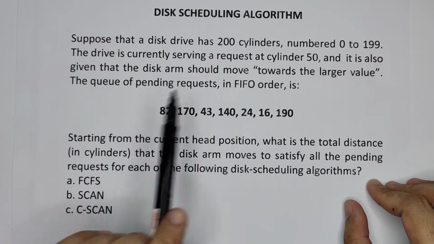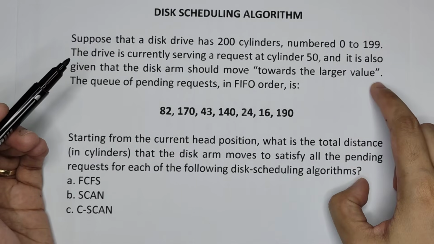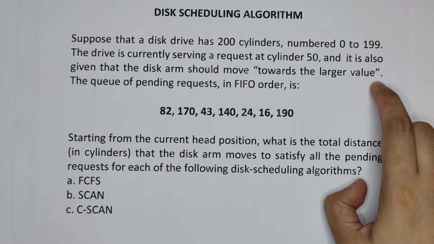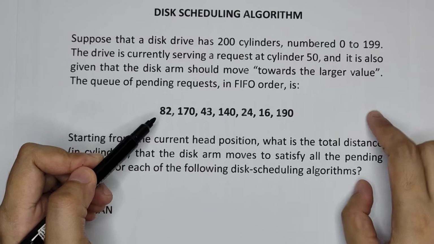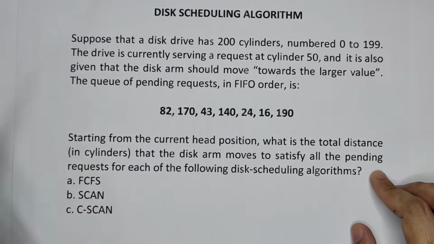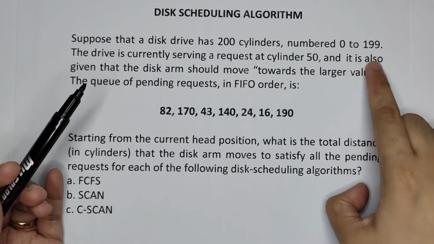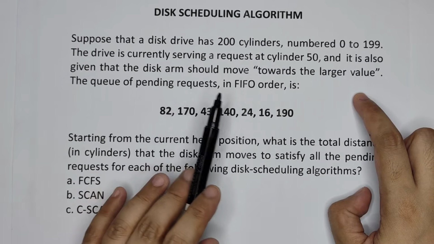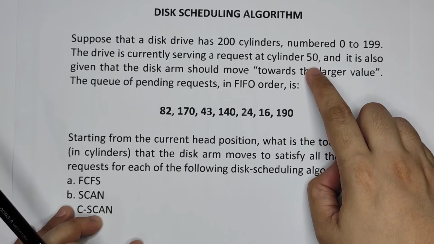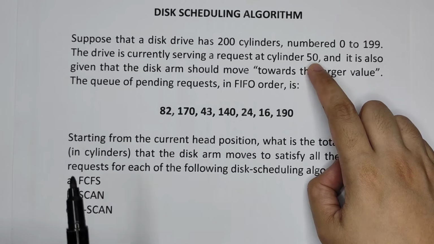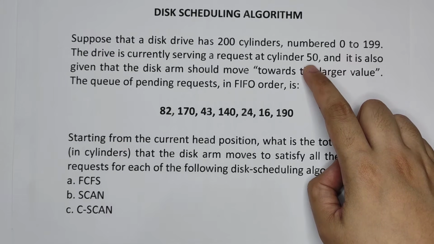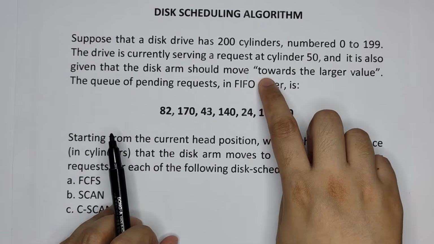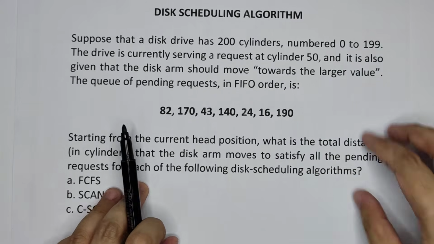Actually, in first come first serve this is not applicable, because it will only follow the sequence or the order of the cylinders to be serviced. So for scan and C-scan, we will use this condition. Given that the disk arm should move towards the larger value, if you are in cylinder 50, you're not going to the values descending or less than 50. You'll go for a larger value. That's why it is said here, towards the larger value.